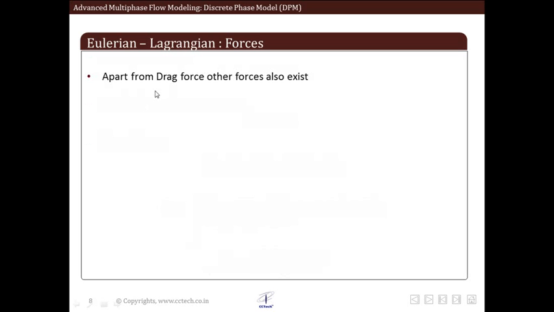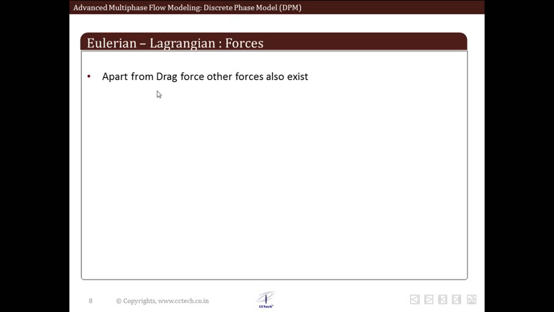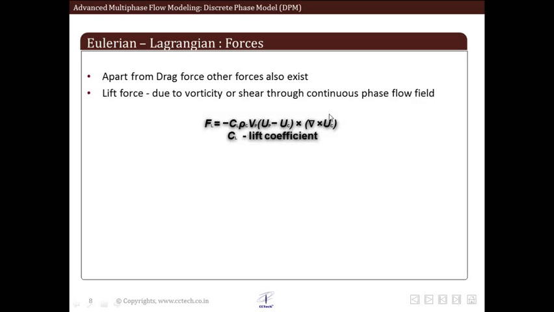Apart from the drag force and the gravitational acceleration force, other forces also exist. Lift force exists due to the vorticity or shear in the continuous phase flow. And lift force is again given by an equation which is similar to the drag force equation. Cl is the lift force coefficient. Lift coefficient is calculated by various internal configurations.